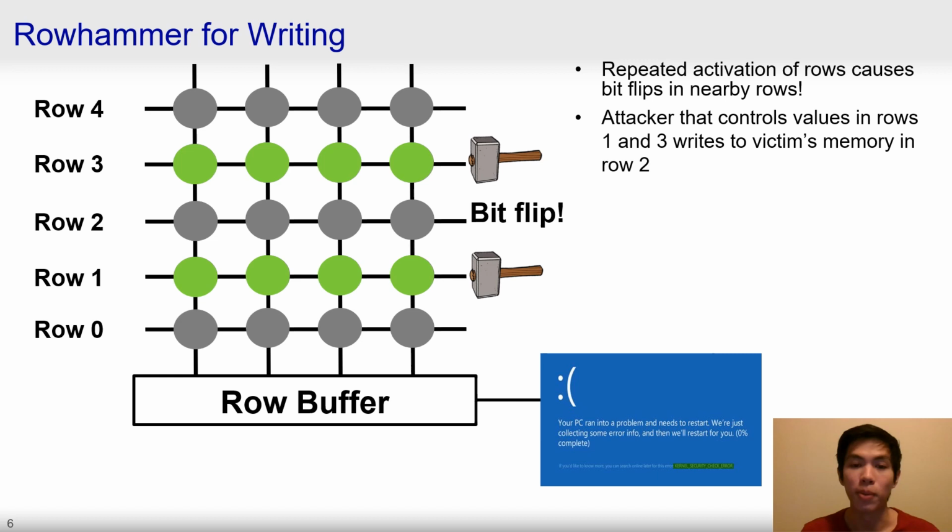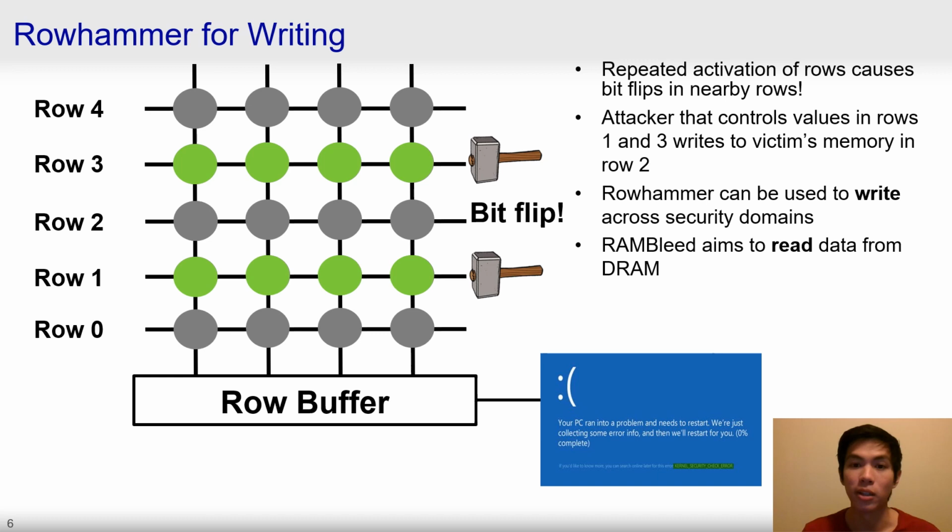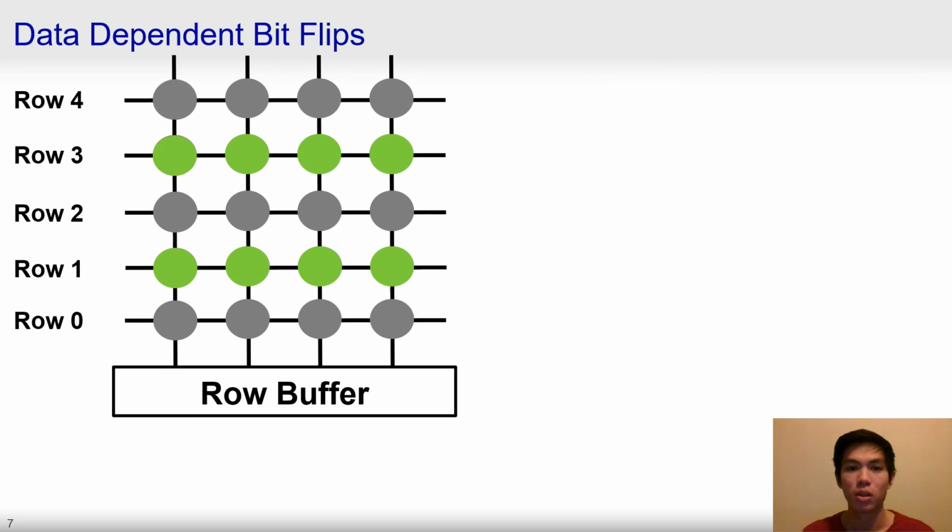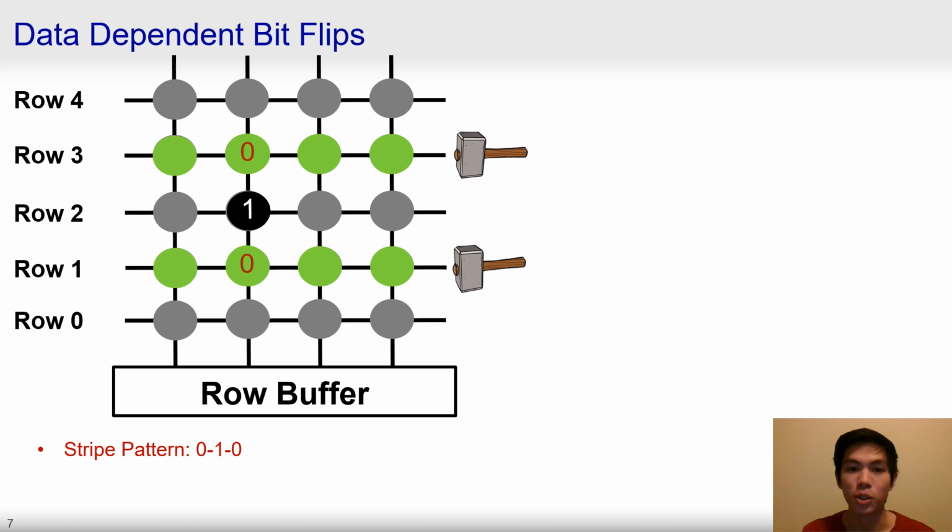When the corrupted data is requested from memory, the error percolates upward and is visible to software, thereby compromising memory integrity. With RAMBleed, however, we want to show that beyond writing, we can also use Rowhammer to directly read from other processes' memory. This relies on a more subtle property of Rowhammer, and that is that Rowhammer-induced bit flips are data-dependent. To illustrate with an example, here we have a striped pattern, where the bits in a column are 0, 1, 0. In this case, when we hammer rows 3 and 1, the bit in row 2 is more likely to flip to a 0 due to the opposite charges of the surrounding bits.